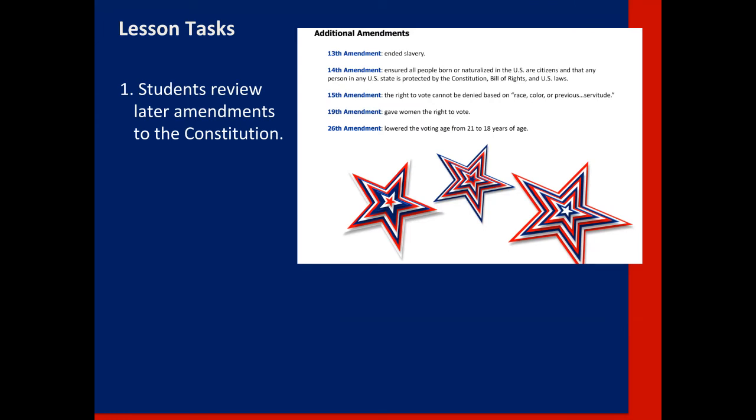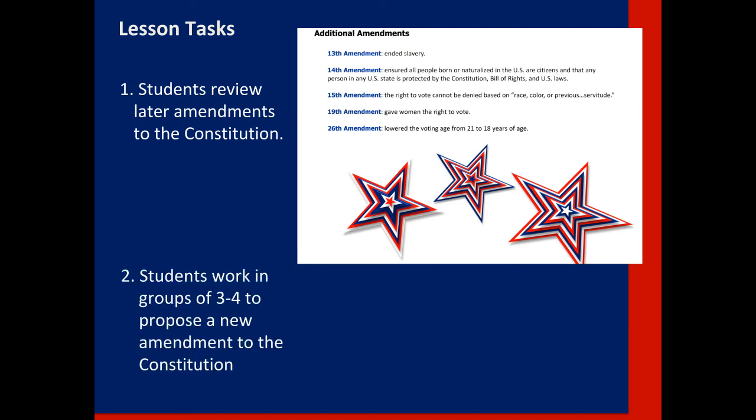The 13th through 15th Amendments were ratified during Reconstruction after the Civil War. The 19th Amendment was ratified in 1920, and that was after many years of organizing and protesting on behalf of women to receive the right to vote and have that right to vote equal to men. So the women's suffrage movement plays a role in that discussion.